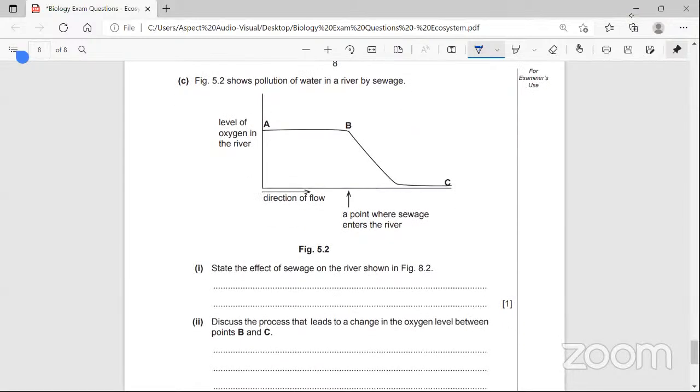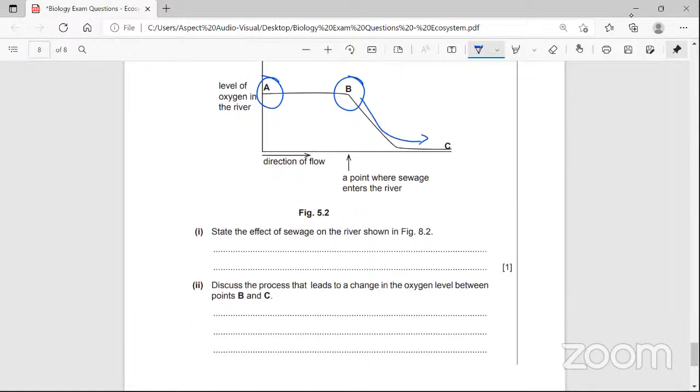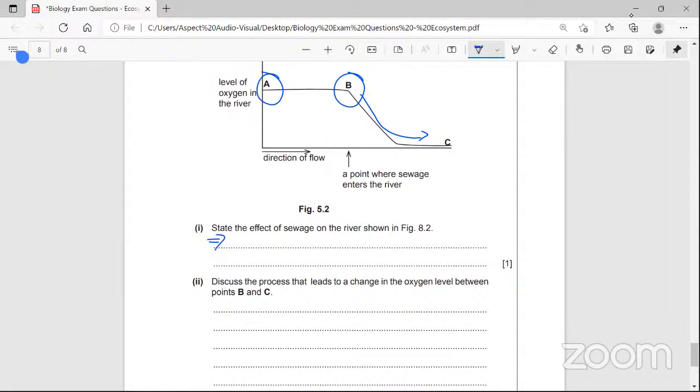Figure 5.2 shows pollution of water in a river by sewage. State the effect of sewage on the river shown in the figure. So you have a point there where there hasn't been any sewage, and that is the oxygen level in the river. And then at B, the sewage enters. So what happens? What's happening there? Exactly. So what is the effect?